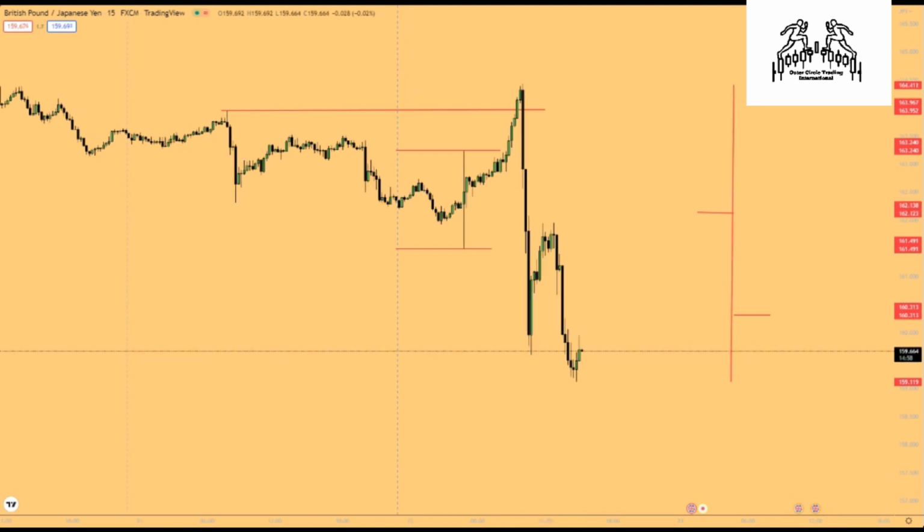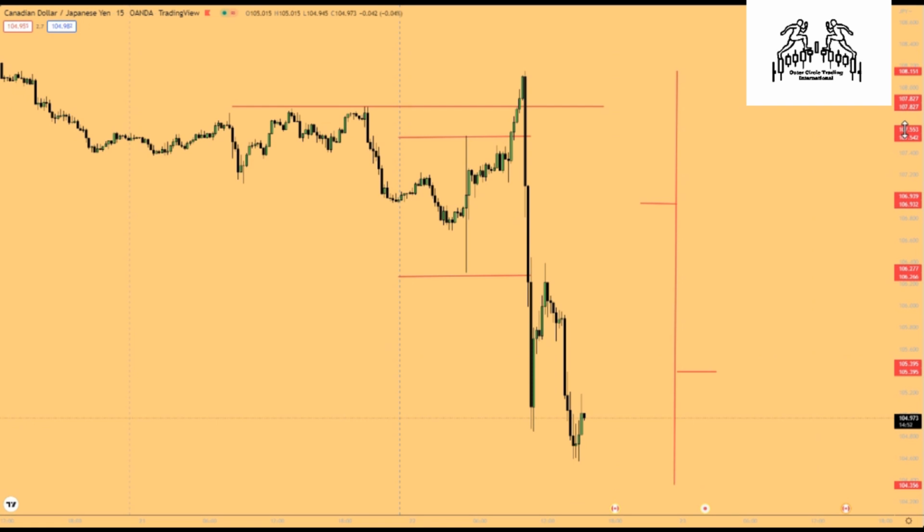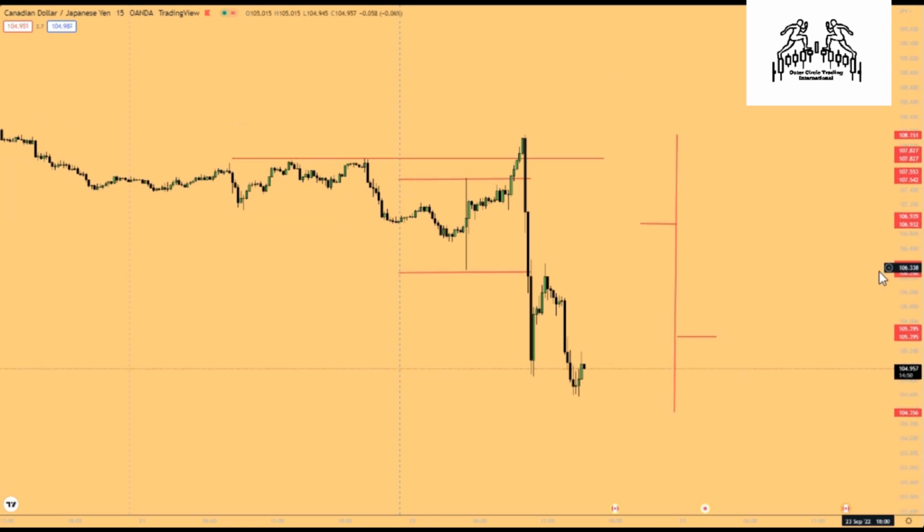So let's check again the CAD JPY. As you can see here on CAD JPY, we have the opening. Another thing that I forgot to highlight is that when you're trading the Power Tree, you need to enter above the opening price.